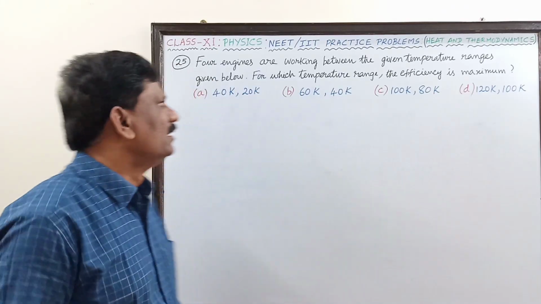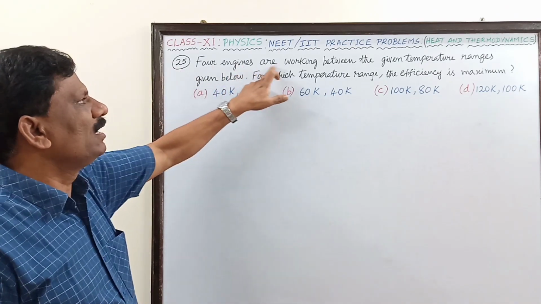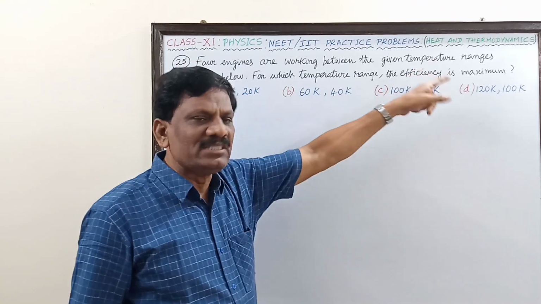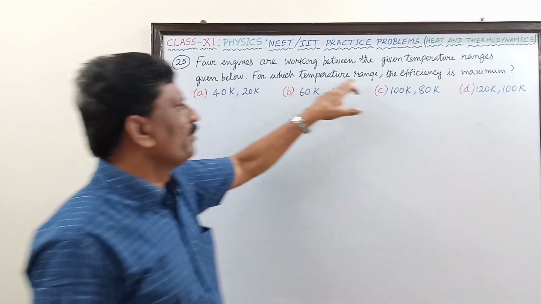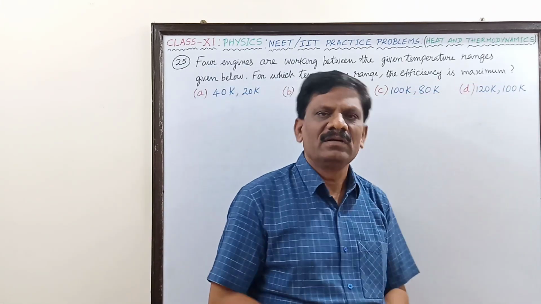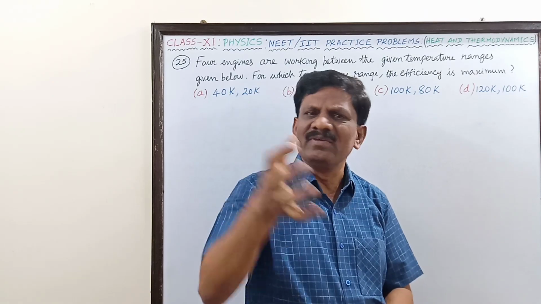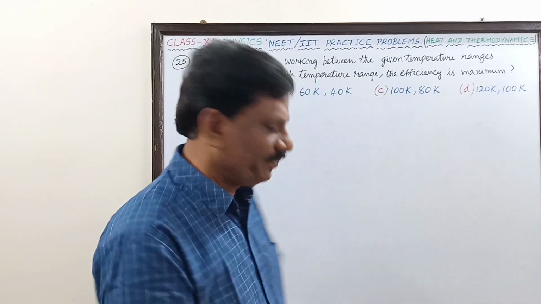Hi students, MCQ number 25. Four engines are working between the given temperature ranges given below. For which temperature range is the efficiency maximum? Very good question. It appears to be very simple. Only our thought process is required here.